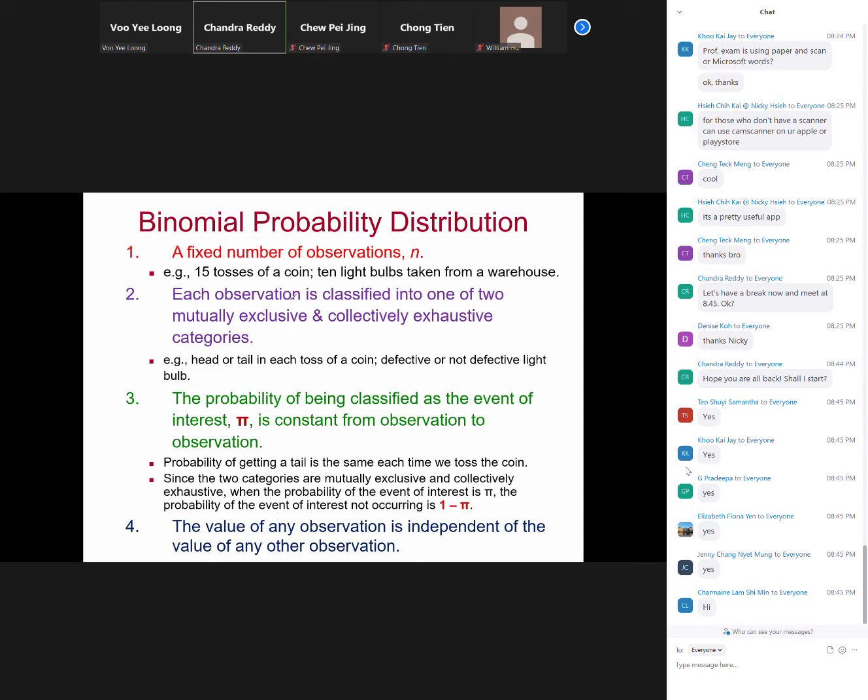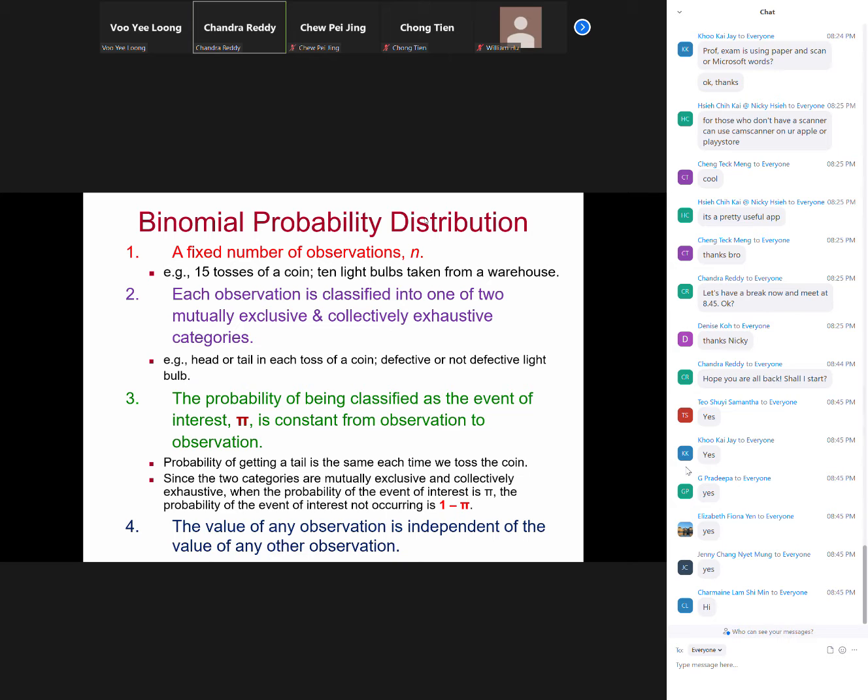The binomial probability distribution is a mathematical model that relates the number of observations with the probability pi. If the probability of occurrence of an event is pi, then the probability of the event not occurring is 1 minus pi, because under condition 2 we are dealing with mutually exclusive and collectively exhaustive categories. So under these two categories, if the event probability is pi, then the probability of the event not occurring will be 1 minus pi. Under these four conditions, we can apply the binomial probability distribution.